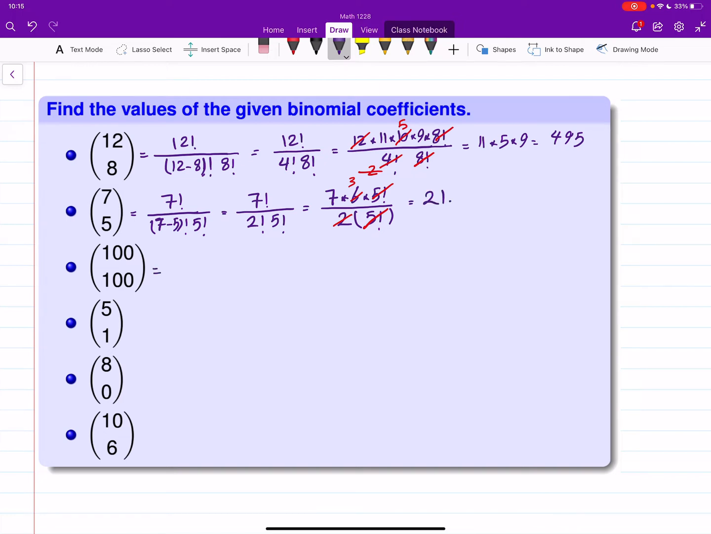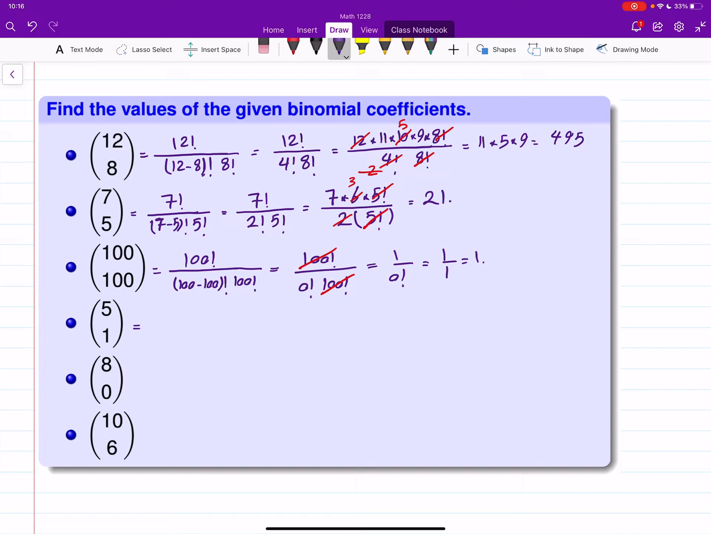What is 100 choose 100? So this is 100 factorial divided by 100 minus 100 factorial, and then 100 factorial. Right away you see that this is 100 factorial over 0 factorial times 100 factorial. These two cancel each other and you get 1 over 0 factorial. 0 factorial is defined to be 1, so we have 1.